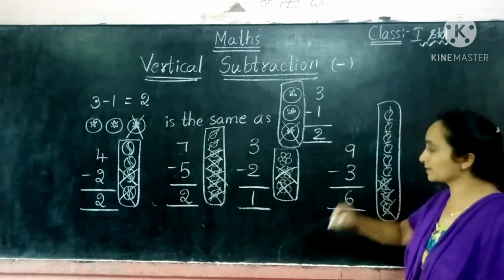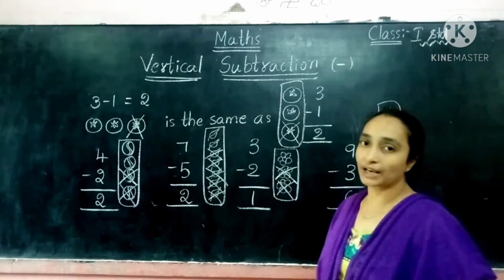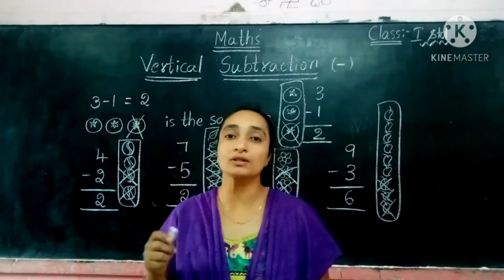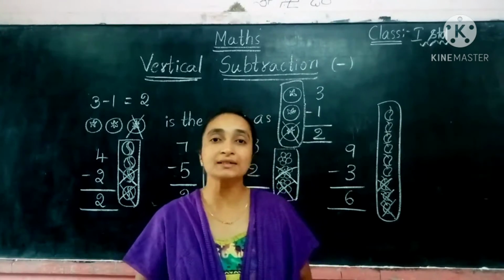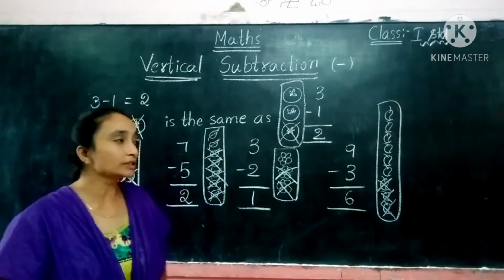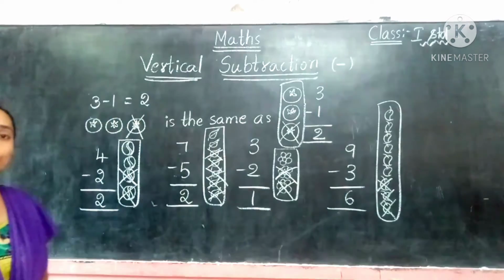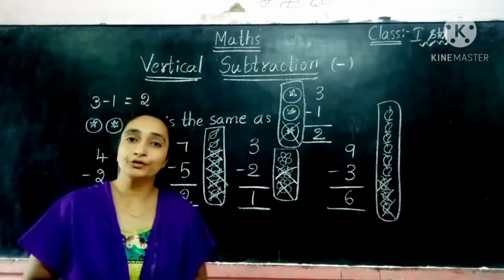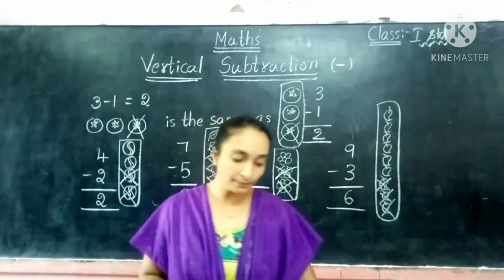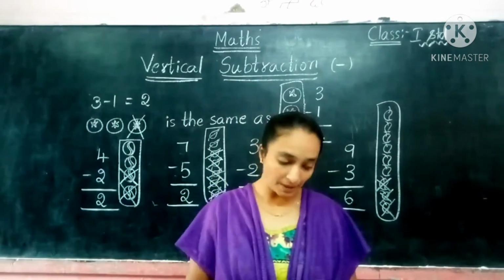So 6. Here we have the subtractions by crossing out. So children, in this way you can do the subtractions. All of you open your textbooks, children. I hope all of you understood these subtractions now.